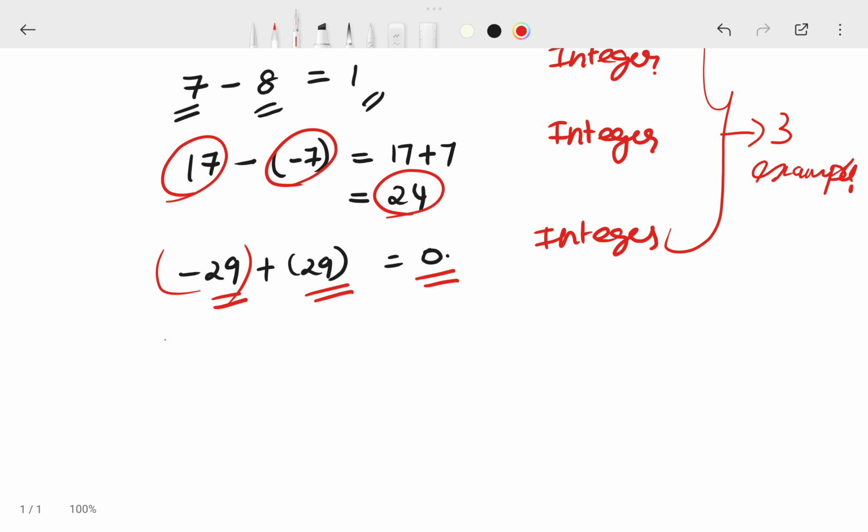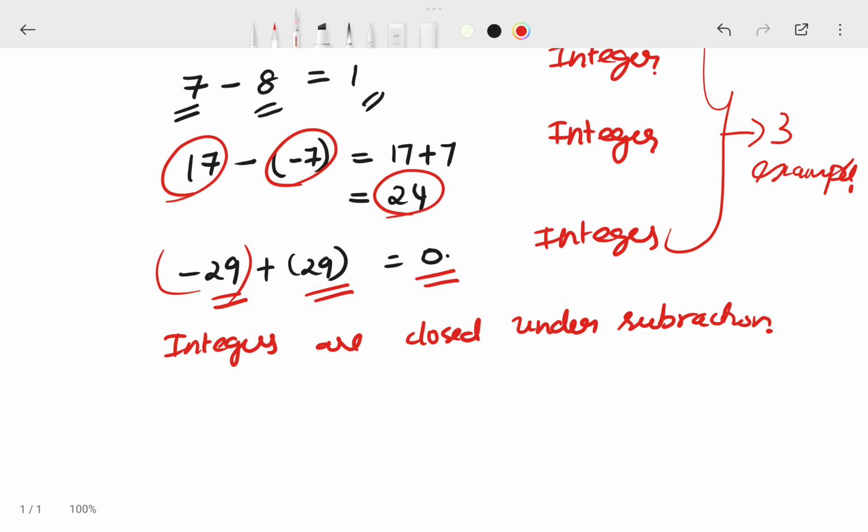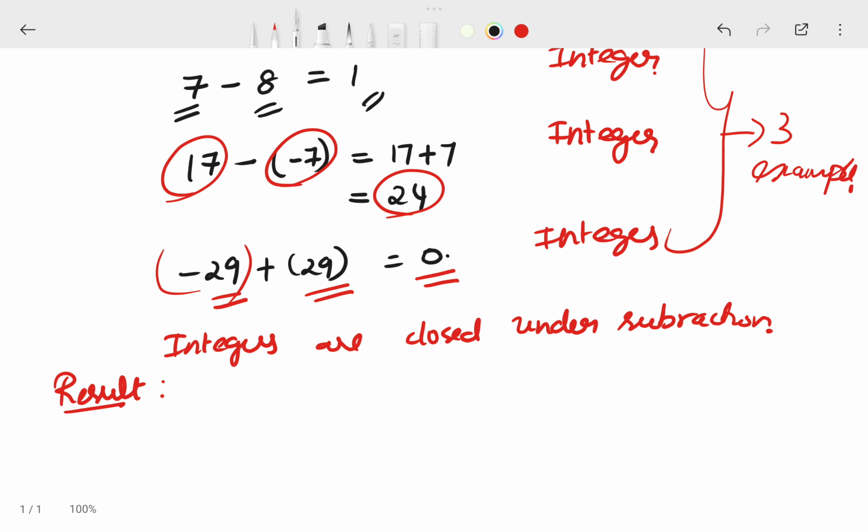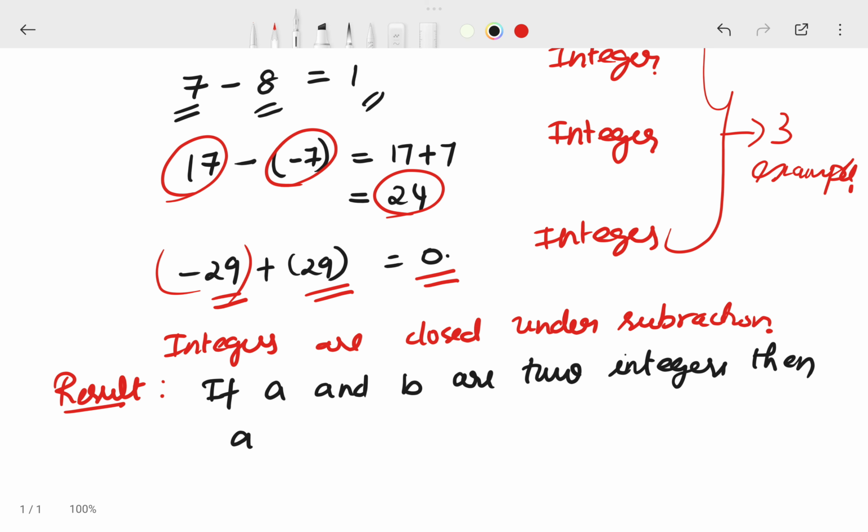So first we will write: integers are closed under subtraction, and the result we can write is, if a and b are two integers, then a minus b is also an integer.